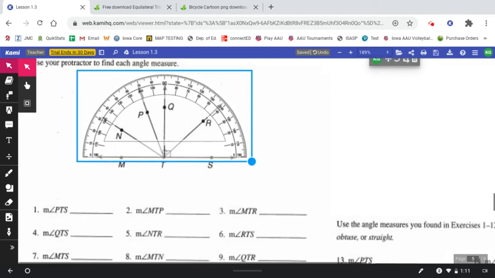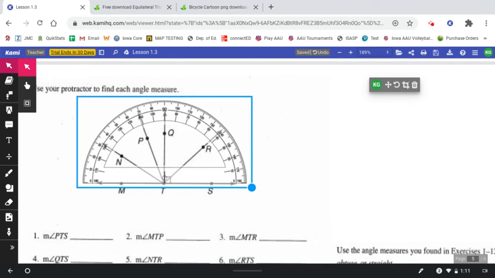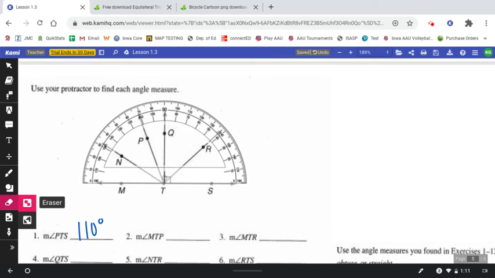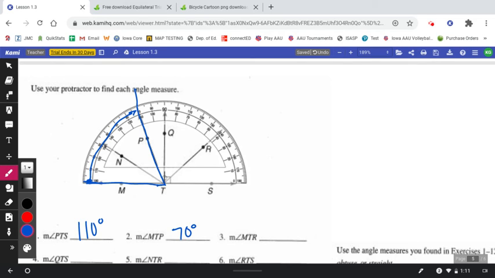Let's read what it says down here. First thing they want to measure is starting at P, go through T, and to S. So if I start at P and go through T and down to S, notice that my 0 starts right here, and so I read on the inside of my scale, and that reads 110 degrees. On the next one it says M through T to P. So starting at M, going through T and back out to P, notice that this time my 0 is on the outside, and so I read the outside numbers and I get 70 degrees.